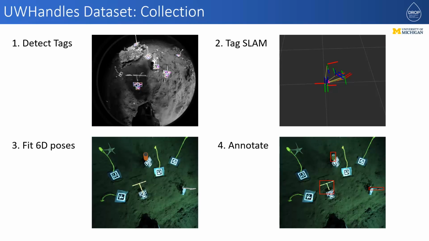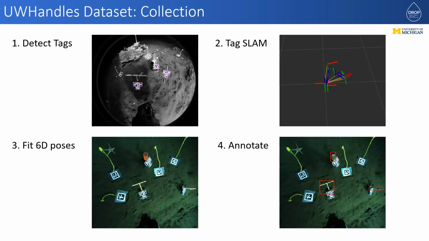There were four main steps involved in the collection of this annotated dataset, which we call UW handles. First, an April tag detection method runs directly on the raw fisheye images. A calibrated fisheye model is then used to estimate a pose for each tag detection. Second, the detected tag poses are fed into a SLAM method, which produces a globally consistent camera pose for each image frame in the sequence.